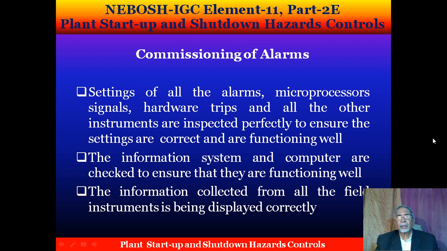Now we'll discuss the commissioning of alarms. Settings of all the alarms, microprocessors, signals, hardware trips and all the other instruments are inspected carefully to ensure the settings are correct and are functioning well. The information system and computers are checked to ensure that they are functioning well, and the information collected from all the field instruments is being displayed correctly.